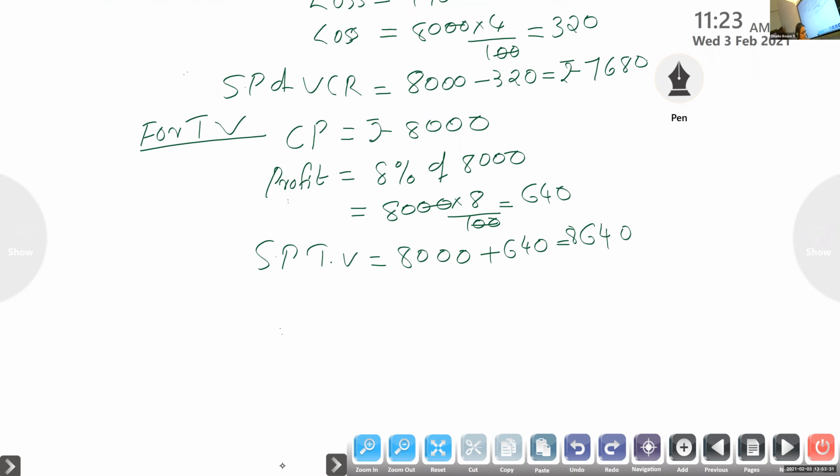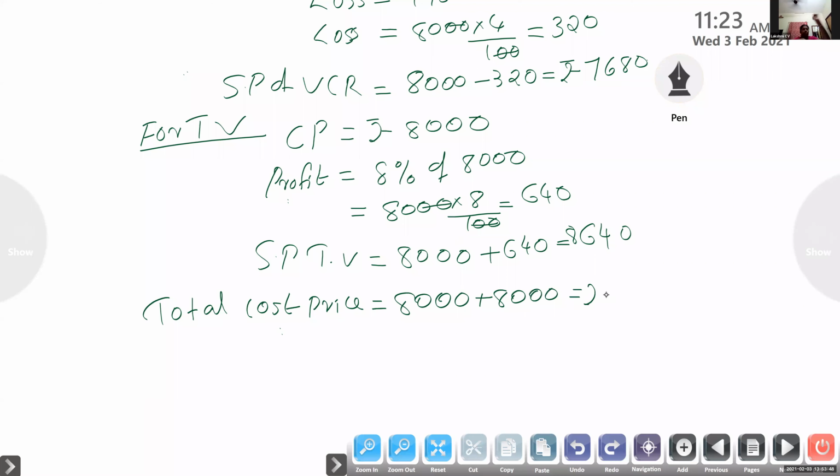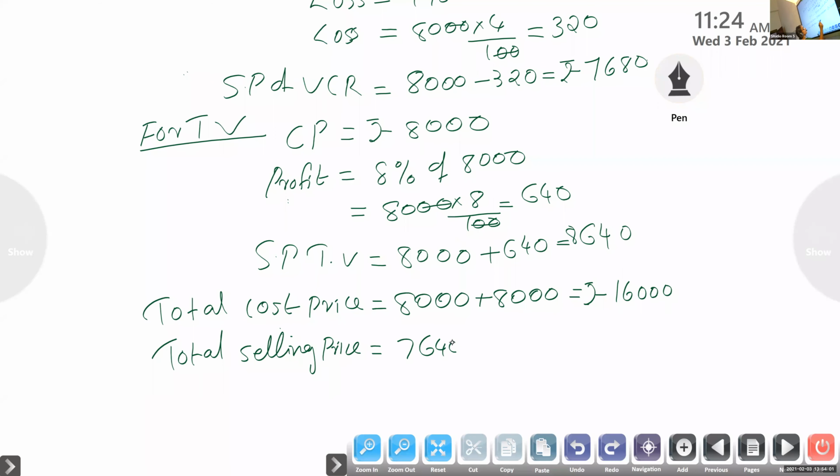So 7,680 and 8,640 are the selling prices of both. What is the total cost price of both? 16,000 rupees. Now the total selling price is 7,680 plus 8,640, and it is equal to 16,320. So it is a profit.